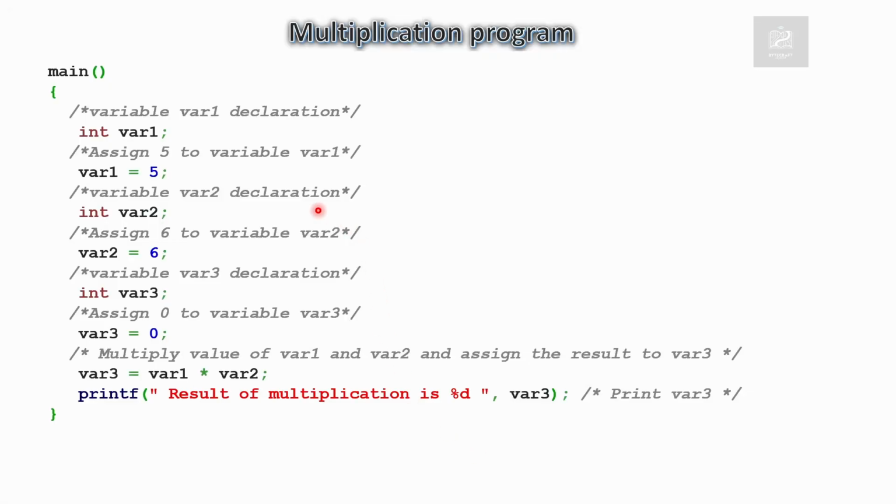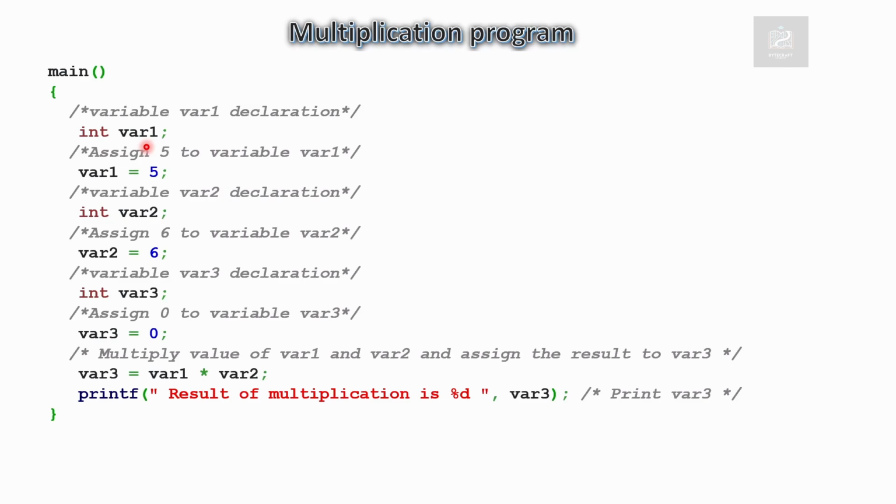Now let's understand this very basic multiplication program here. As you can see, within the main function we have done so much work. We have declared variable 1, again we have declared variable 2, variable 3. Before going into much detail, let us first understand what a variable is.